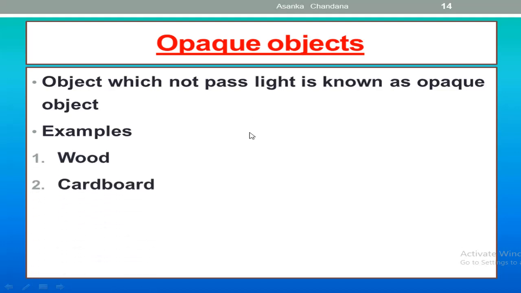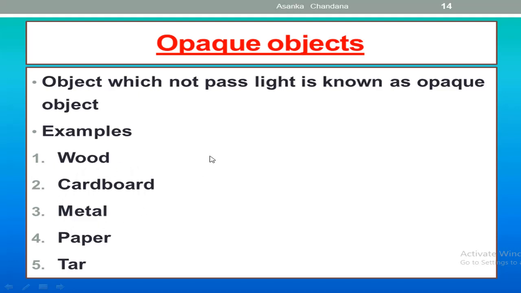Wood, cardboard, metal, paper, tar. Light does not pass through these objects. Therefore, things on the other side of these substances cannot be seen, because light does not pass through this layer. Light does not pass through these substances.